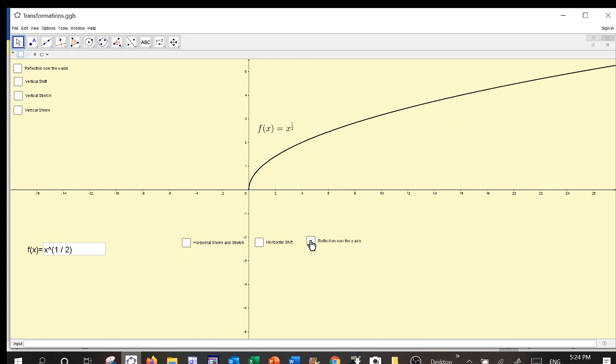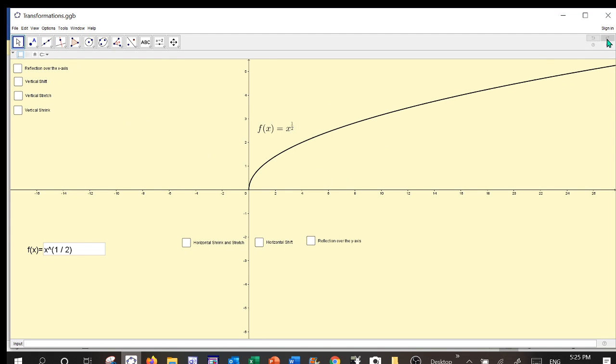And then reflection over the y-axis: if you multiply x by a negative, then it reflects over the y-axis. Now notice that this is the square root of negative x, so the domain of it would be negative x values. So under the radical will never be negative, because the domain is negative numbers, and if x is negative, negative times negative is positive.